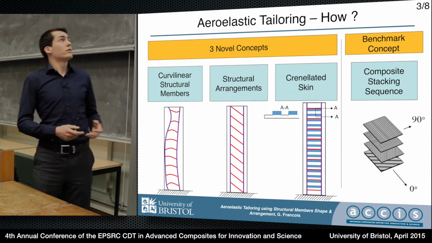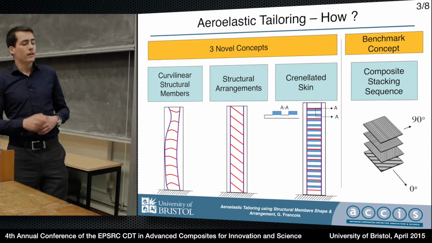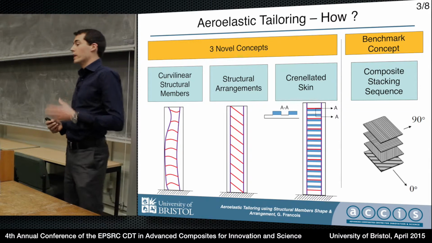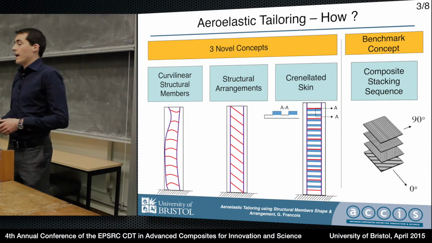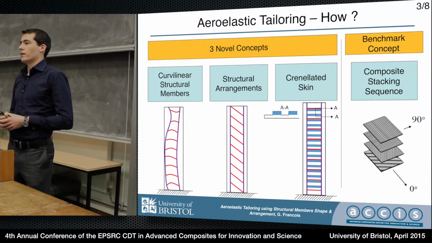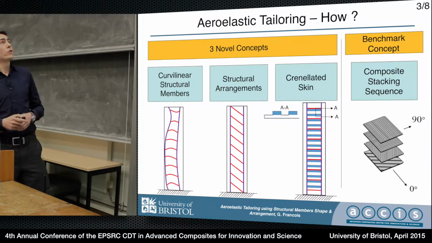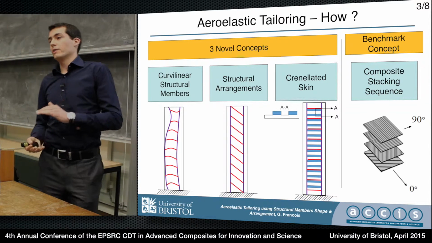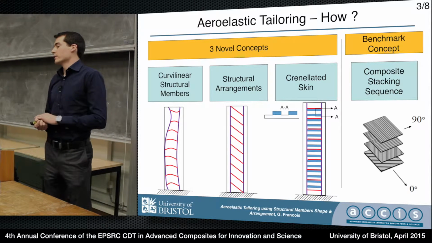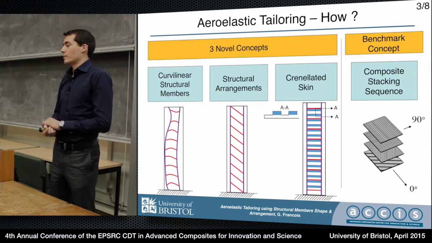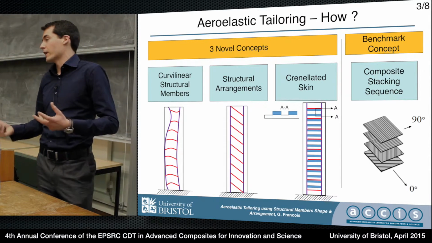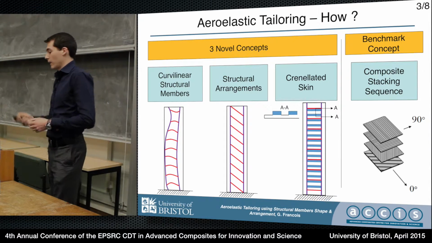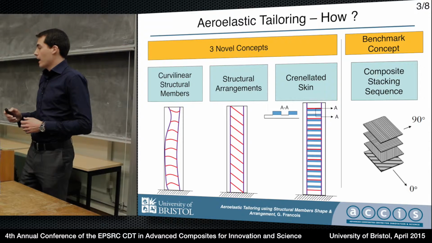Now the last one, which is a bit more exotic, is crenellated skin. So crenellated skin is a skin of varying thicknesses in the spanwise direction. And we're interested to see if this concept can impact our aeroelastic performances. Now we also compared this novel concept to a benchmark concept, which is the use of the composite stacking sequence. And the reason we use that as the benchmark concept is because actually aeroelastic tailoring originated from the use of composite stacking sequence to control aeroelastic performance.